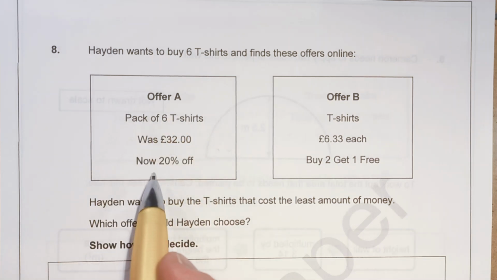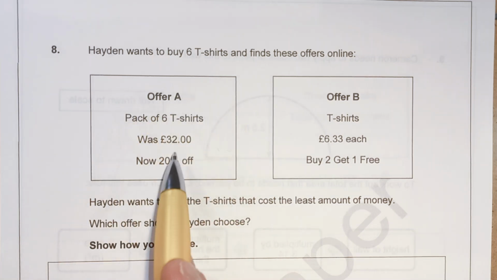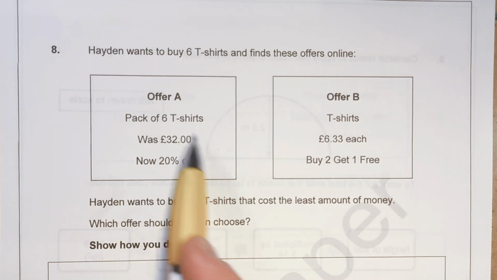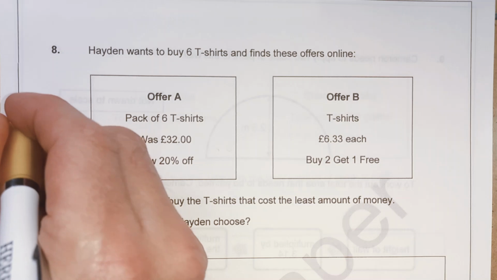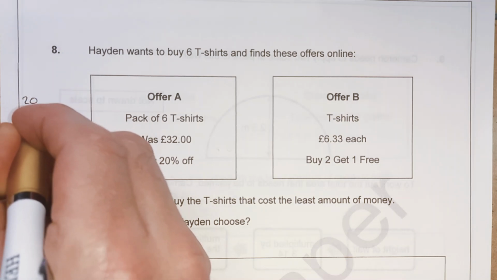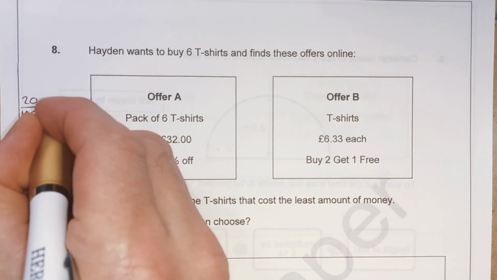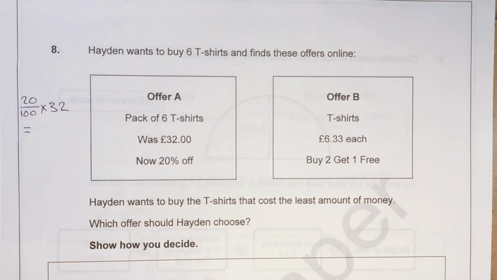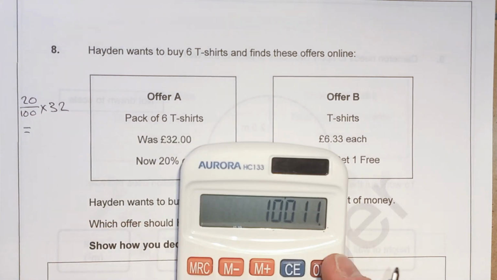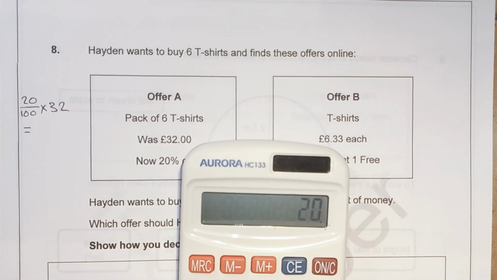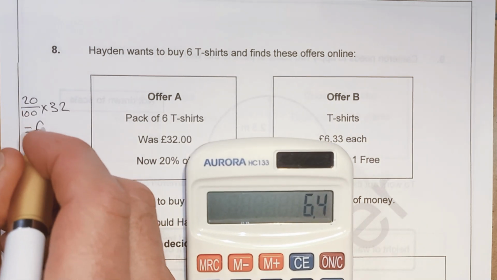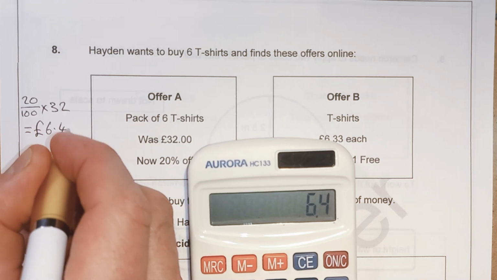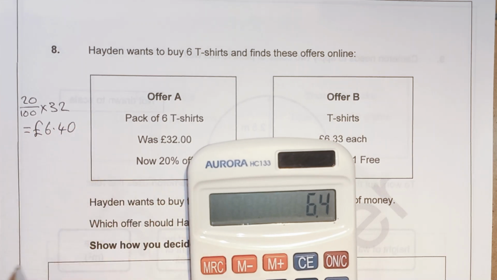Well, if he goes with offer A, he wants 6 t-shirts. This is a pack of 6 t-shirts. We just need to take 20% off of the price. Well, 20% is going to be 20 out of 100 times the original amount. I'm doing it this way because we're going to use our calculator. So 20 divided by 100 times 32. If I was doing it without a calculator, I'd probably work out 10% and then double it. But we get £6.40.